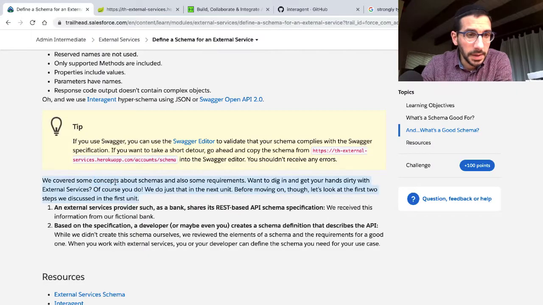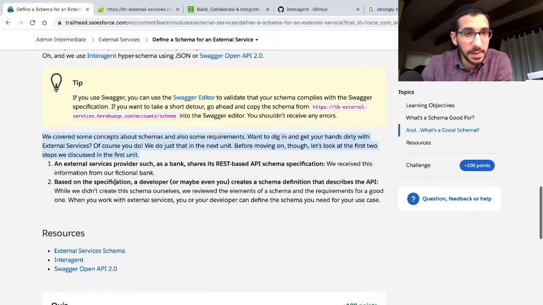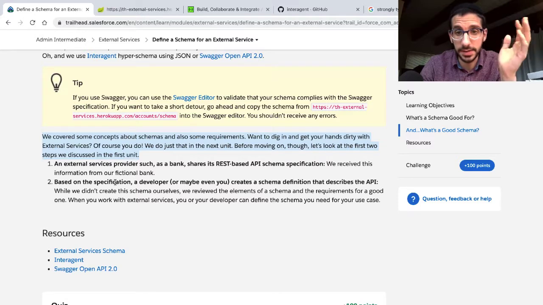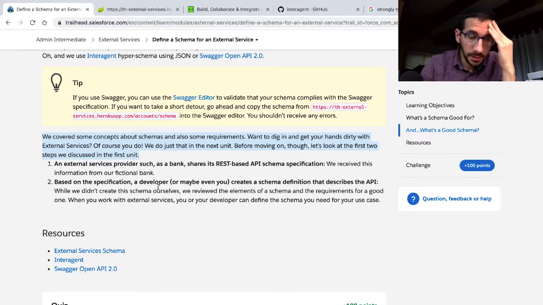Cool. We covered some concepts about schemas and some requirements. Want to dig in and get your hands dirty? Not really. You're not going to get your hands dirty. You're working with a computer. Hopefully you're not getting your hands dirty. If you're getting your hands dirty, you're doing something while working with a computer that you shouldn't be doing. With external services, of course you do. We do just that in the next unit.